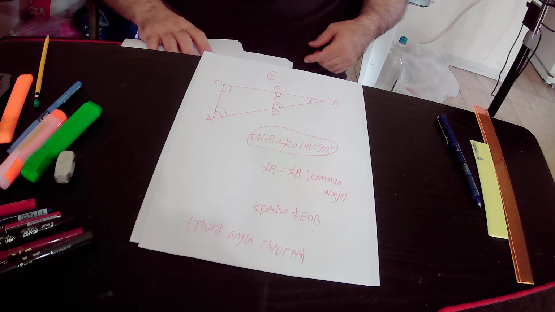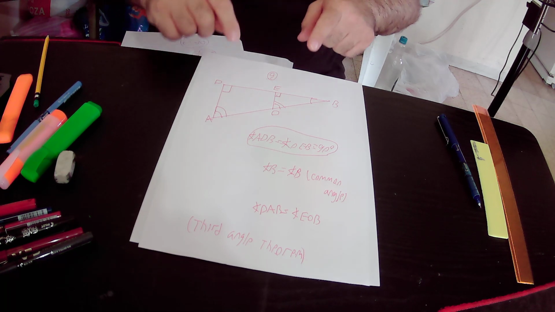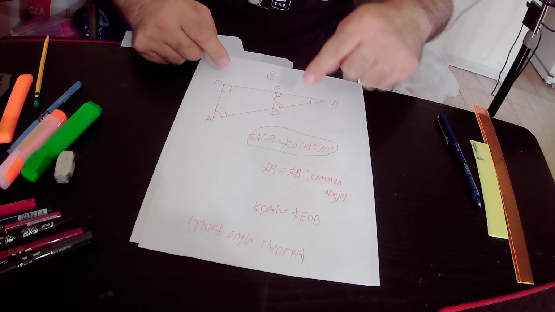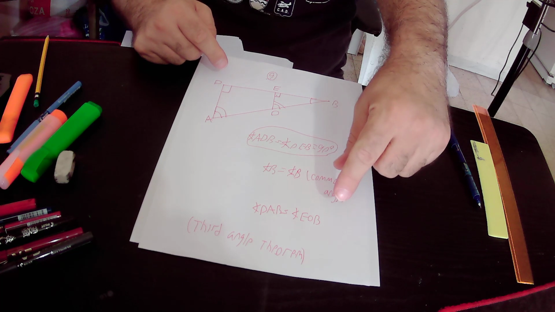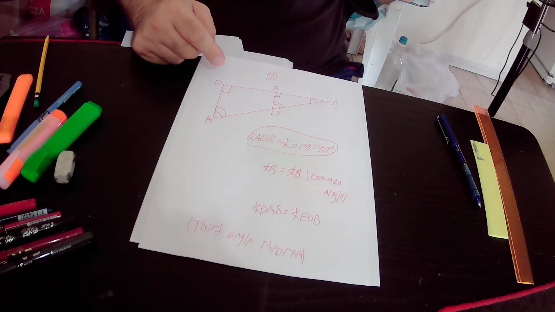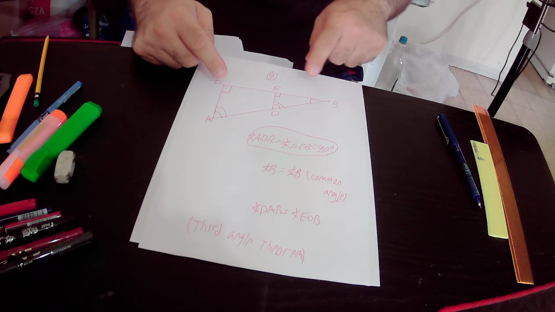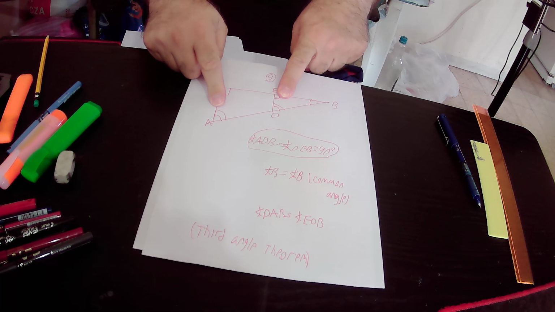Therefore, we found that in those two triangles we have two angles that are equal to each other. Therefore, the third pair of angles must also be equal to each other according to the third angle theorem, because the third pair of angles complete the sum of the angles in the triangles to 180 degrees, therefore they are equal to each other.